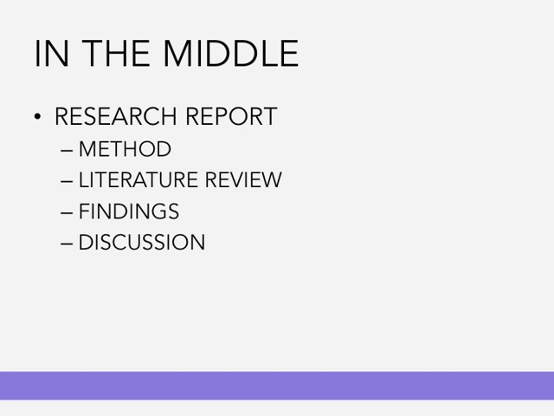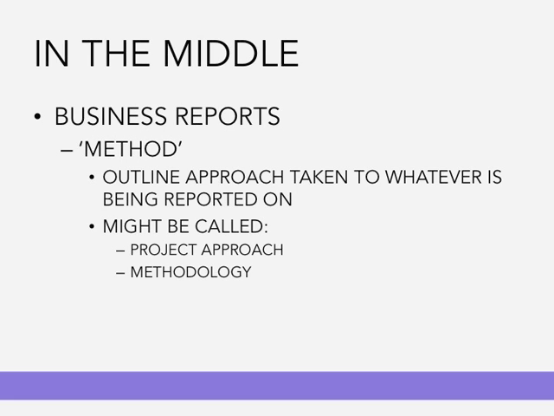Like the introduction, the structure of the body of a report varies depending on what kind of report it is and who your audience is. Let's start by talking about research reports, because they tend to be more fixed in their structure. In a research report, you'd typically see sections like method, literature review, findings, and discussion. When you're writing a professional report, like a report for management, there are some elements of the report structure that are fairly standard, but there are some that vary.